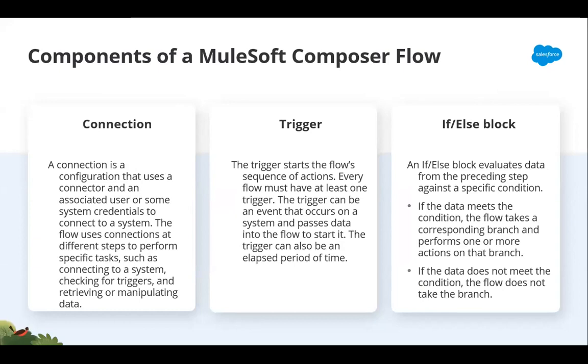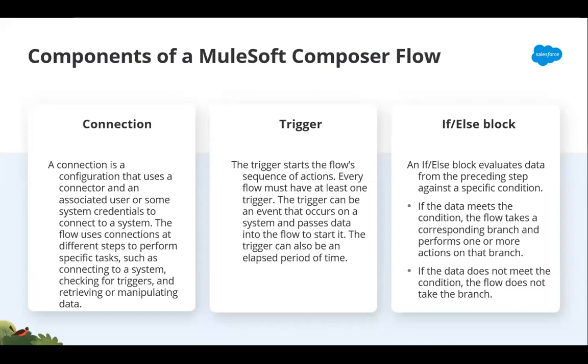Later you set your triggering condition. What is the triggering point? It might be the creation of a record, an update of a record, or a deletion of a record. You need to make sure a trigger is defined for when this Composer flow has to run with these connections. It can be an event that occurs on one system and passes the data into the other system, or it can happen in real time or after an elapsed period of time. There is no problem with that.